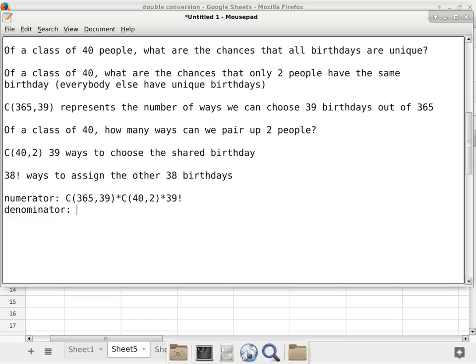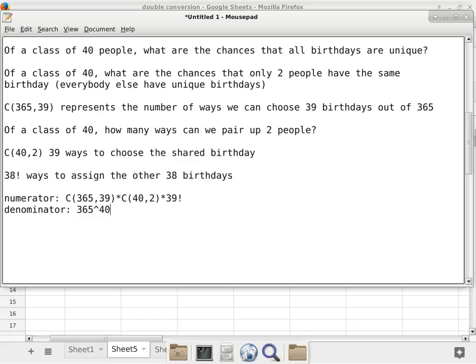Okay. So now the ratio between these 2 numbers would be the chances. That's going to be the chances of a class of 40 having exactly 2 people sharing the same birthday. Is that okay? Does it give you an idea of how to think about these problems, in terms of whether ordering is important and how many things am I choosing from?